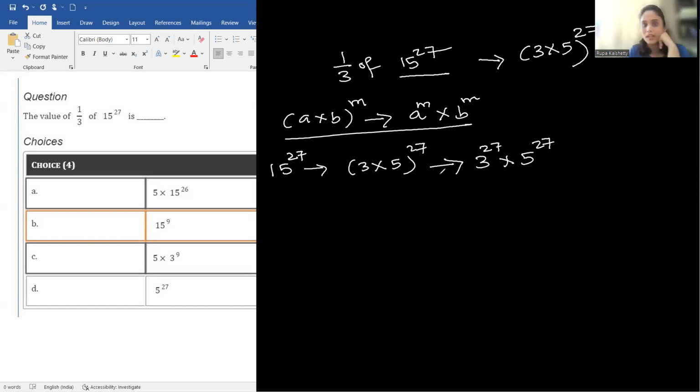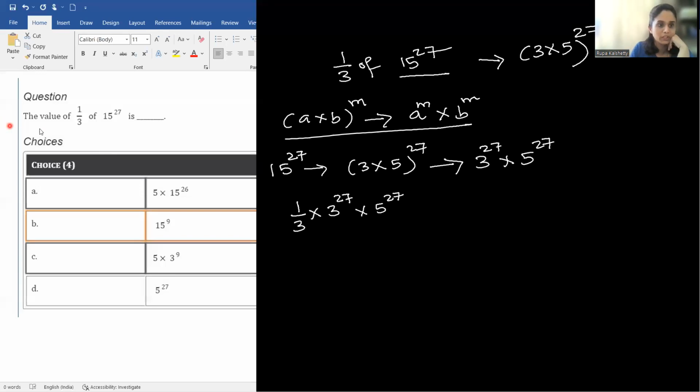So when you say 1/3 of, it always means multiplication in mathematics. 1/3 of 3 to the power of 27 times 5 to the power of 27. Let me explain this again. What we did in this step is rewrite the statement: 1/3 of means multiplication, and this part will be replaced by this part. So I just rewrote it here.